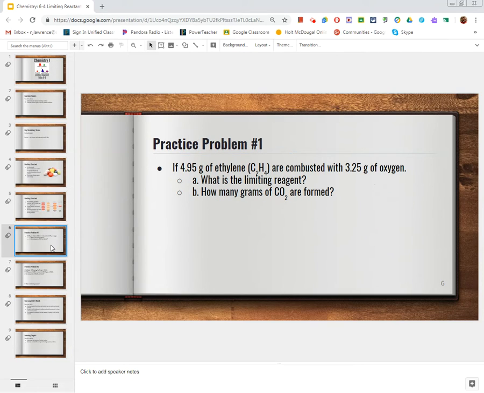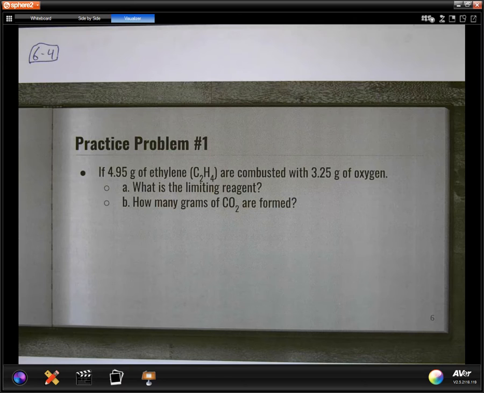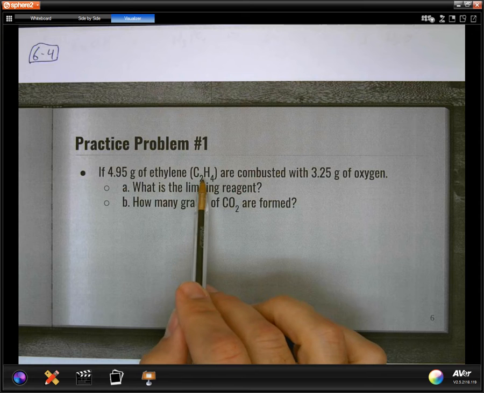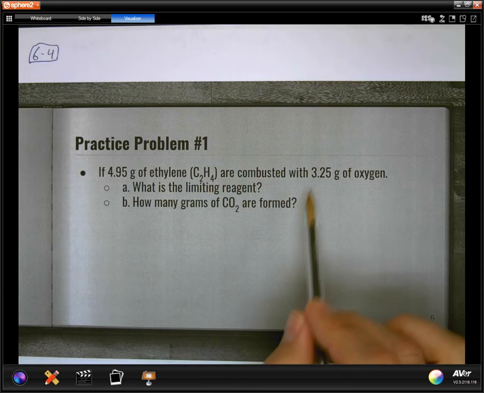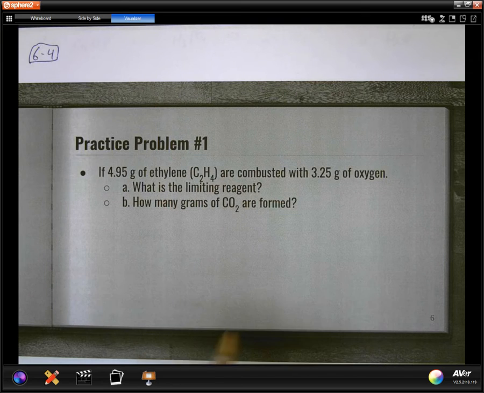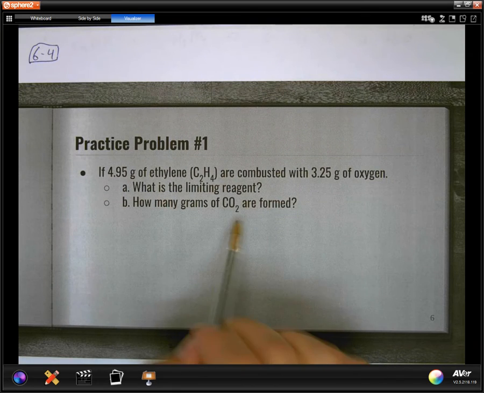So let's get started. Here's practice problem number 1. You can watch me do this, and then you'll get a chance on the next one to try it yourself. So here it is. If I have 4.95 grams of ethylene, which is just C2H4, and that's combusted with 3.25 grams of oxygen, the question is, what's my limiting reagent and how many grams of carbon dioxide are formed?